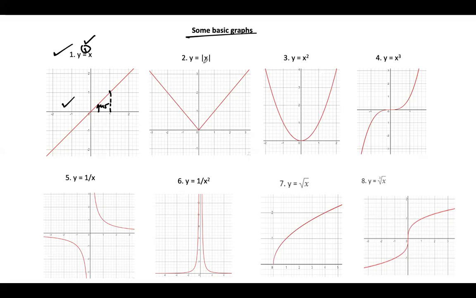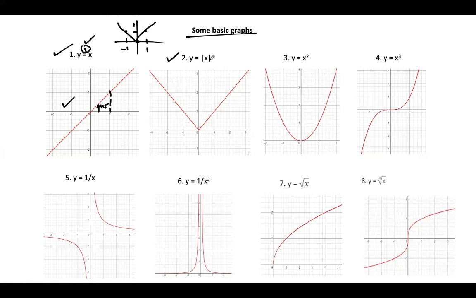Similarly, y is equal to mod x. Let's say I do not know this graph. So I'll put x is equal to 1. I'll get y is equal to 1. Similarly, if I put x is equal to -1, what will I get? y is equal to again 1. If I put x is equal to 0, I'll get y is equal to 0. 3 points. So y is equal to mod x will look like this.